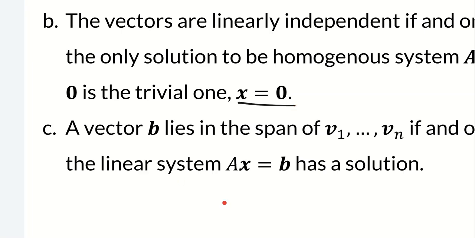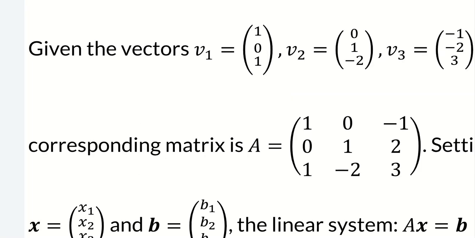Now, when it happens like that, then we are back to the spanning. That means the vector B will lie in the span of the column vectors.